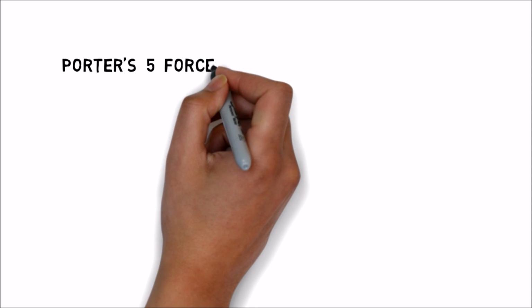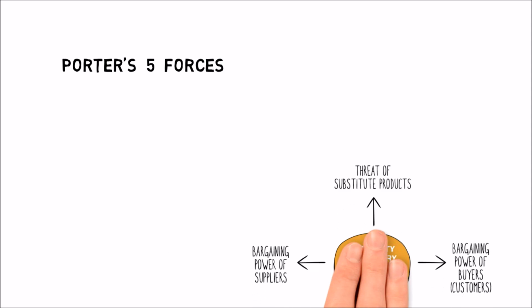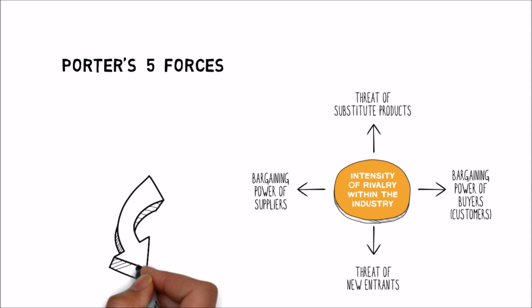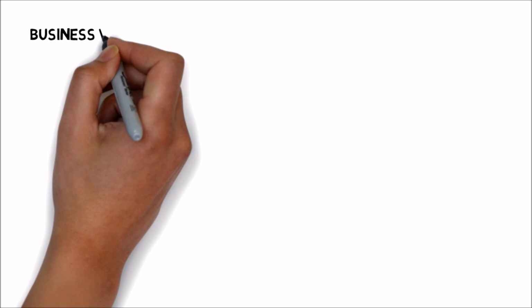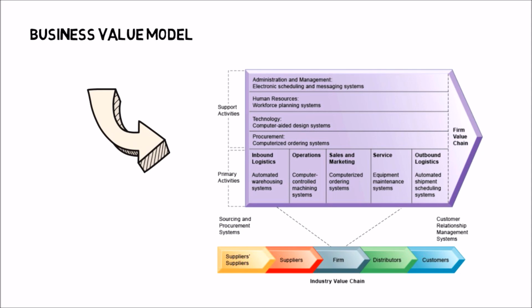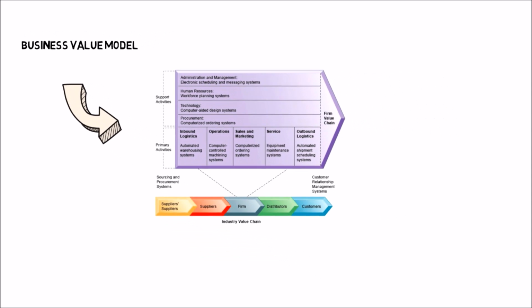So now let's take a look at Porter's 5 forces. This model is useful to ASOS because it allows the company to understand the strength of its current competitive position and whether there are any competitive threats that may hinder their position. The business value model is used by ASOS to ensure that every department is communicating with each other at each stage of the process. It is also important as it ensures that the product reaches the customer in the most efficient and seamless way possible.